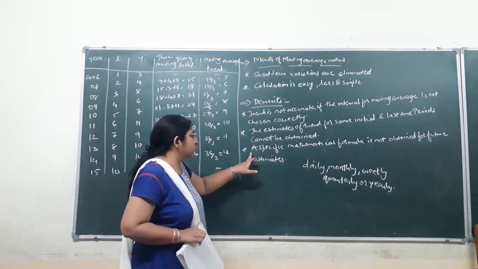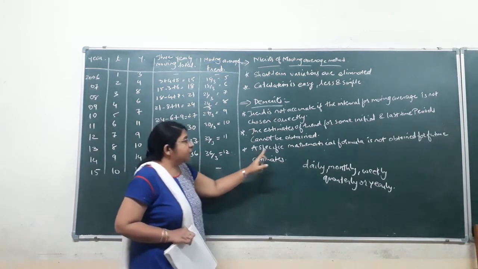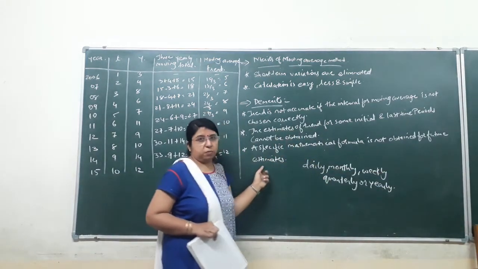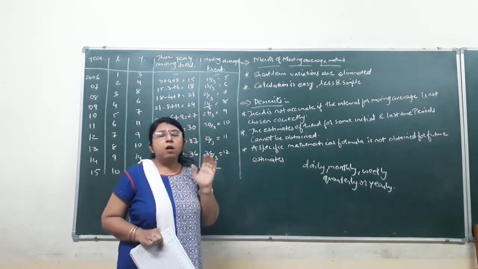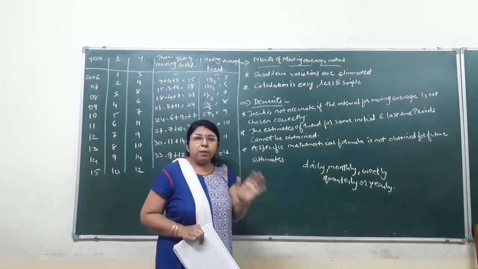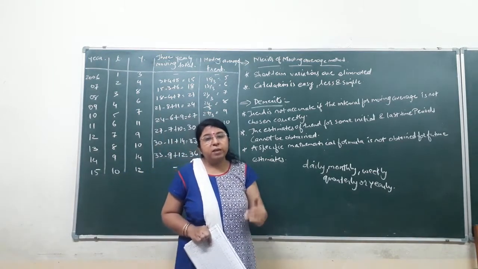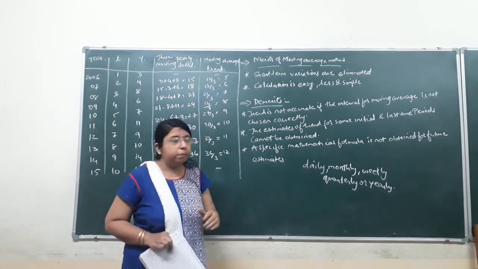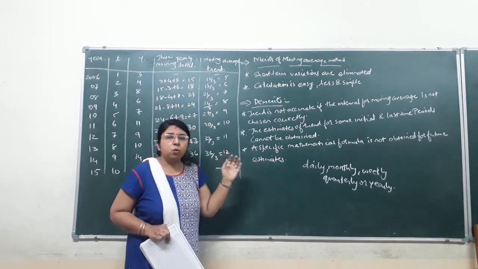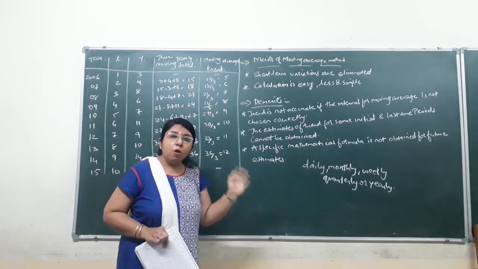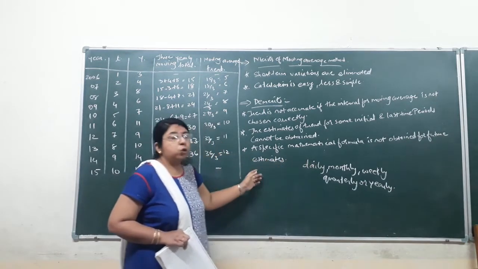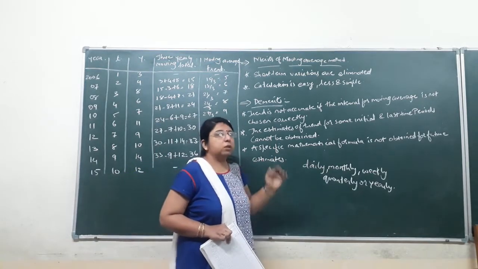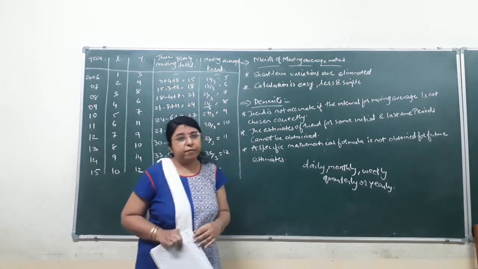Next one, the third and last limitation: a specific mathematical formula is not obtained for future estimates. Just as in the least square method, we apply a specific mathematical formula or equation, and on that basis we get accurate estimates of trend. But in this method, there is no use of a specific mathematical formula. So the exact trend for future estimates cannot be obtained by this method. So this is also a limitation of the moving average method.